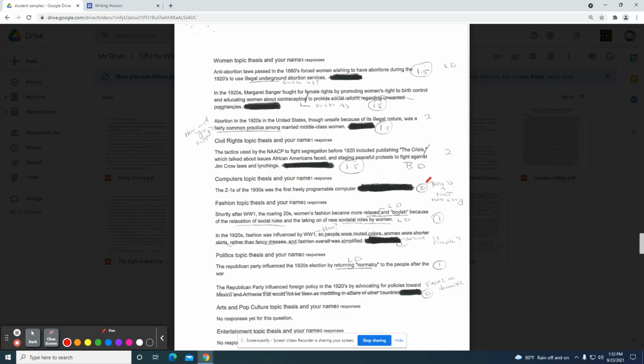So this is scored at a zero out of three, where the other one was just zero deductions. I didn't find anything wrong with that thesis. The other one, that's why it had the smiley face.